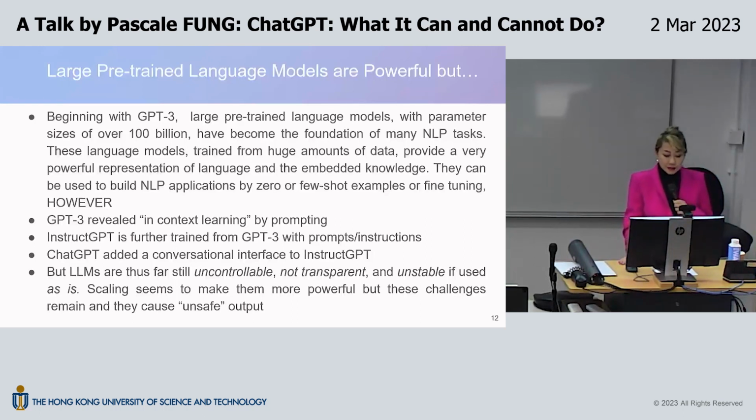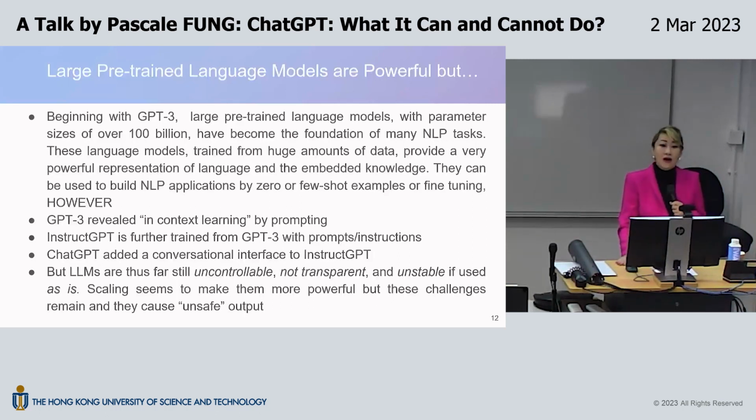And InstructGPT is then further trained from GPT-3 with prompts, because people wondered, what kind of prompts should I use to give me good results? So OpenAI then trained InstructGPT with instruction sets. ChatGPT then added a conversational interface to InstructGPT. All right. However, LLMs are still uncontrollable, not transparent, and unstable if you use them as they are.